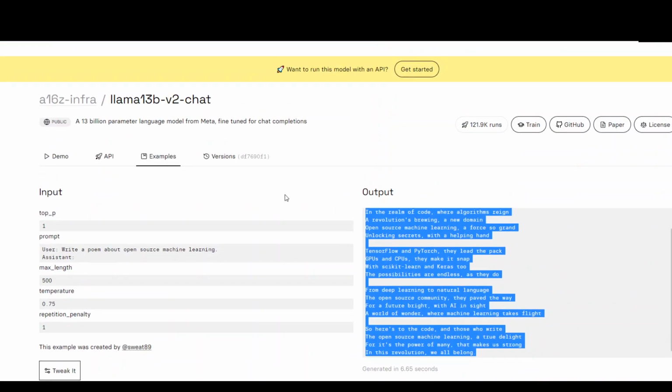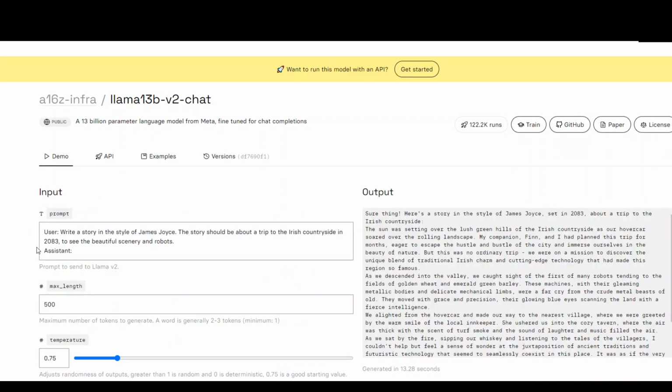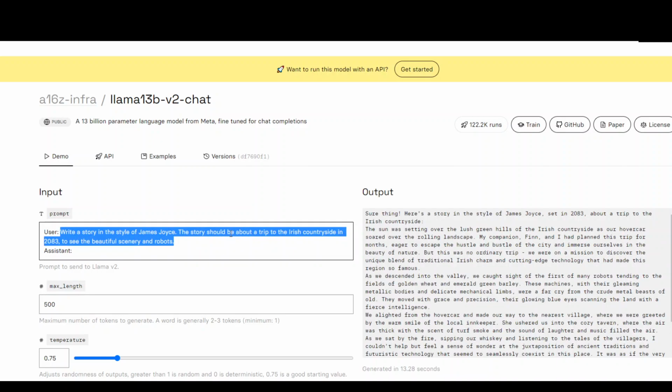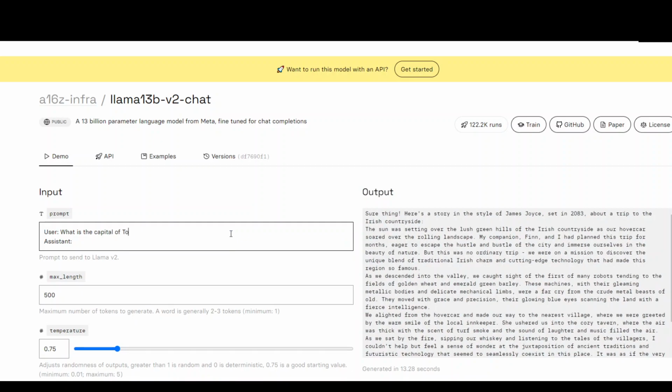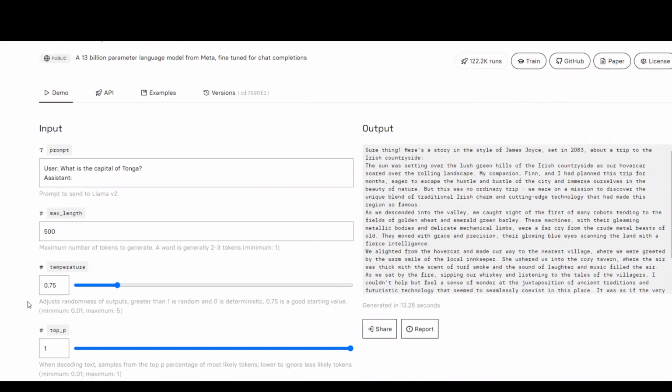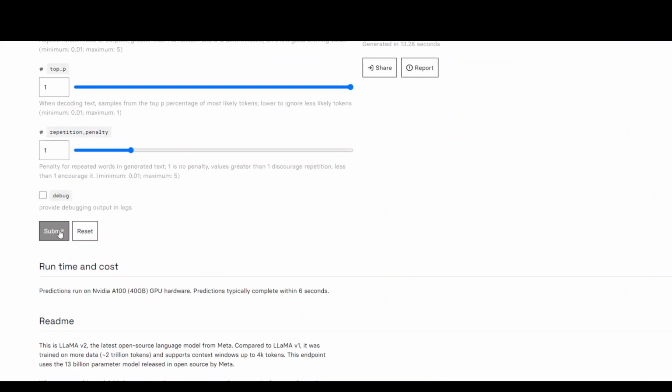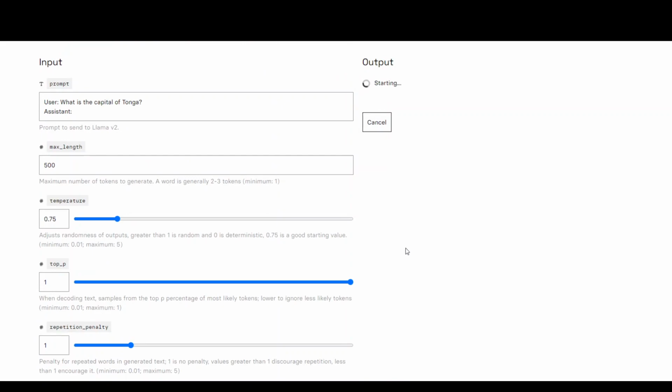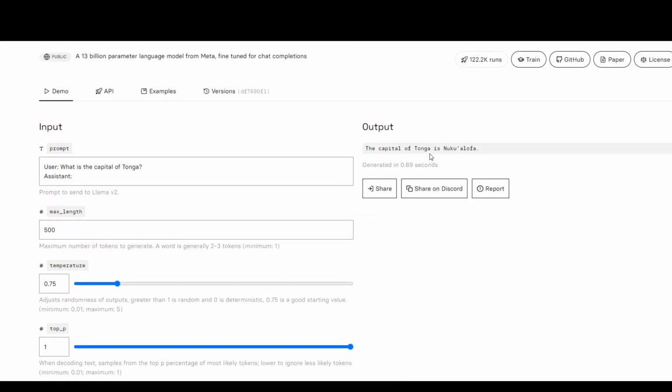Not only can you play around with this example, you also have some demo here where you can play around by just writing some prompt here. Maybe let me ask, what is the capital of Tonga, and then let's see what it does. Just clicking on submit, and I'm keeping all the parameters as such, and this is perfect. I asked the same question from MPT7B in my previous video, and it was unable to determine that, but this has really come up nicely.